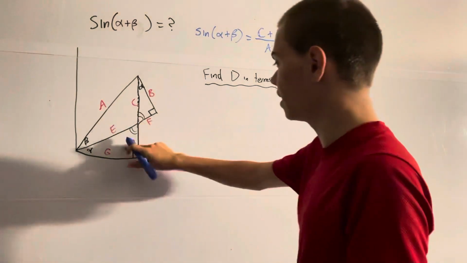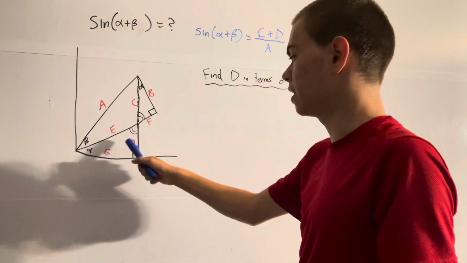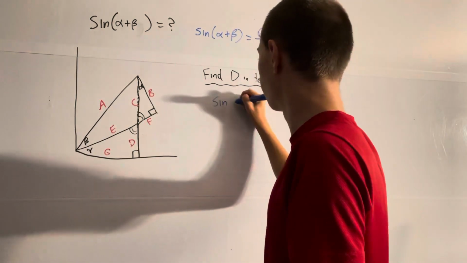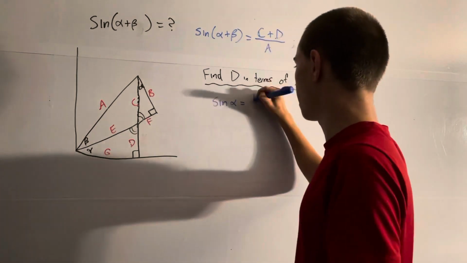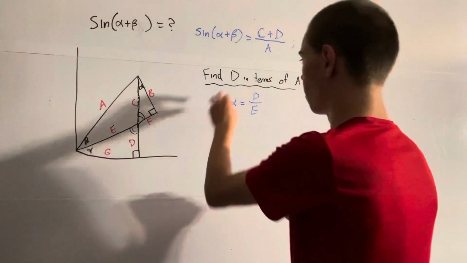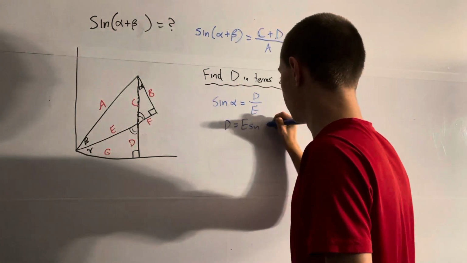So to relate D to E, we use this triangle right here, which is alpha, and D is the opposite, E is the hypotenuse, so we do sine of alpha is equal to opposite over hypotenuse. Solve for D, because remember we're finding D. Solving for D, we get E sine of alpha.